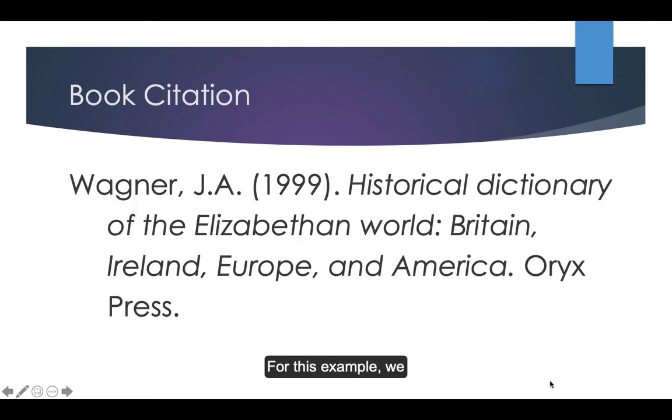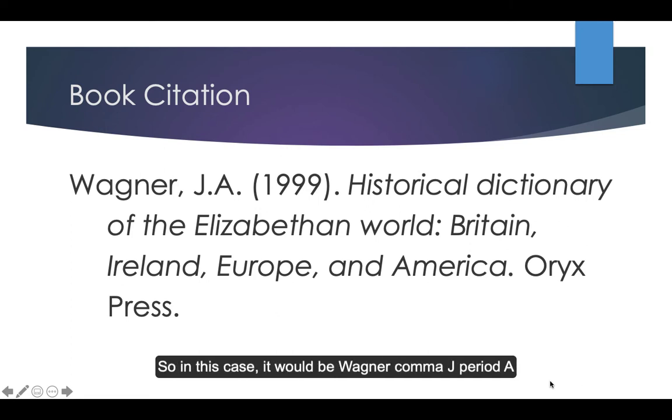For this example, we saw that the author's name was Wagner, and so for APA citations, it's always last name first, first initial or initials. If the author does have a middle name, please include the middle initial. So in this case, it would be Wagner, comma, J, period, A, period, space, and then we want in parentheses the year of publication. So this book was published in 1999. End of parentheses and a period, space.